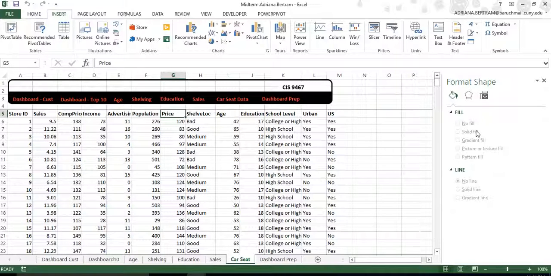Next, I have advertisement, and that's the amount of money in thousands that was put in to advertise the car seats. Next is the population of the surrounding area. For store 1, the population is 276,000 people. Next is the price, or manufacturer price, at that particular store. In this case, store 1 is selling that car seat for $120, as opposed to what we said earlier, the competitor store is selling it at $138.